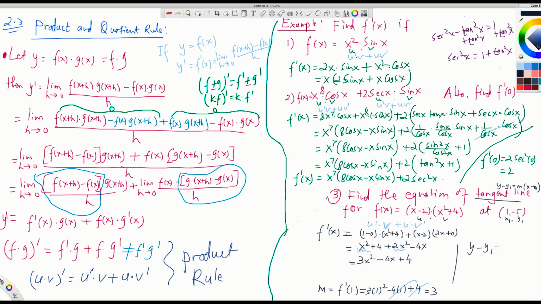y minus y1 equals m times x minus x1. Let's plug in y1 is negative 5, x1 is 1. So y minus negative 5 equals 3 times x minus 1. So this is positive 5, right? So y plus 5 equals 3x minus 3. Subtract 5. If you subtract 5, what do you get? y equals 3x minus 8. That is the final answer for this example number 3. Okay, guys? Thank you.